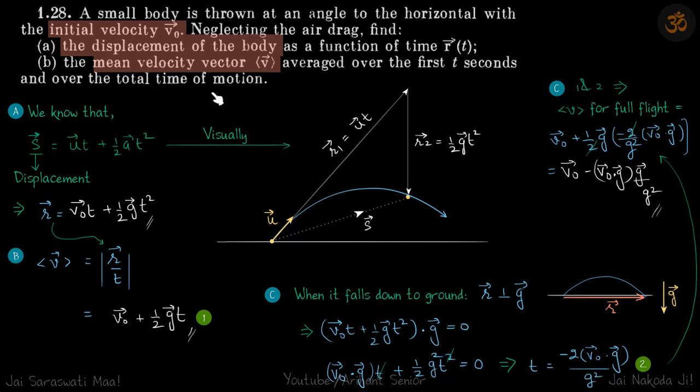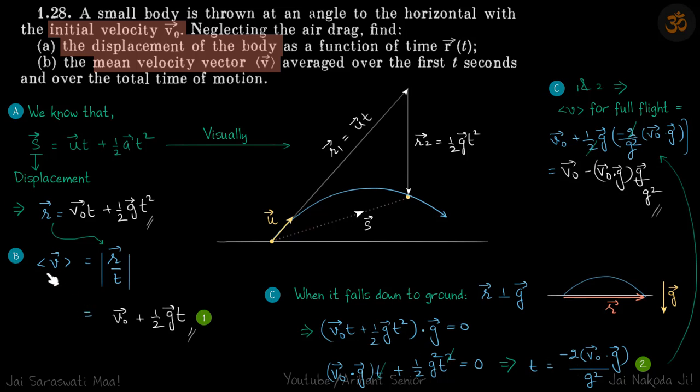So when it falls down eventually, our condition is that r vector position is perpendicular to g. So that's what we'll do. So r vector we'll take from here and we'll do the dot product with g, and that should be 0 because they are perpendicular. From here we'll get the value of time as this. So at this time it falls to the ground.